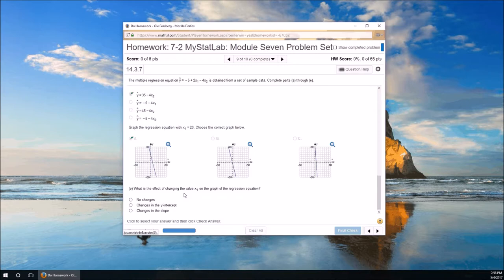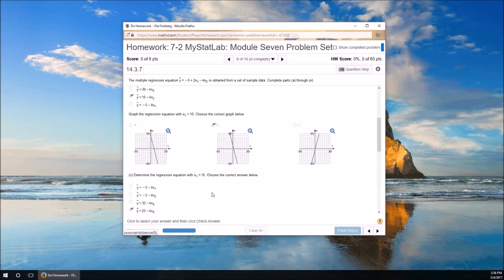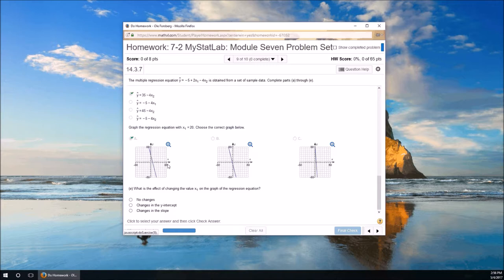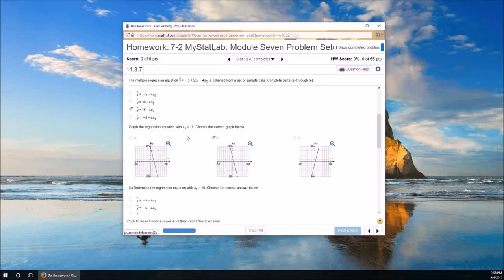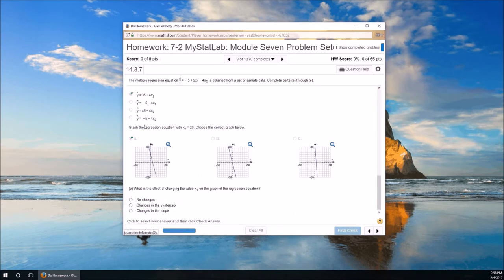What is the effect of changing value x1 on the graph? Well, let's look at these. That is correct, and that's correct, and that's correct. Slopes all seem to be the same, which makes sense because the slope here is negative 4, the slope here is negative 4, the slope here is negative 4, so the slope doesn't change. It's just that y-intercept that changes. It goes from 15 to 25 to 35. So what's the effect? The change in the y-intercept. Slope's negative 4 in all cases.